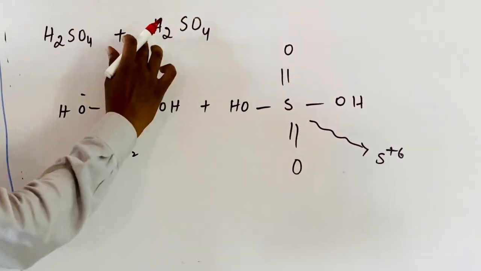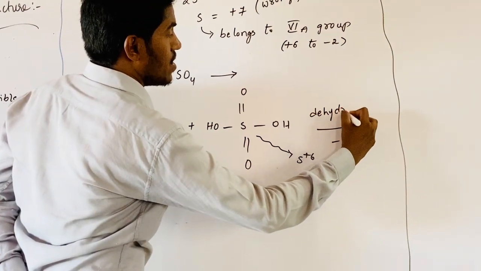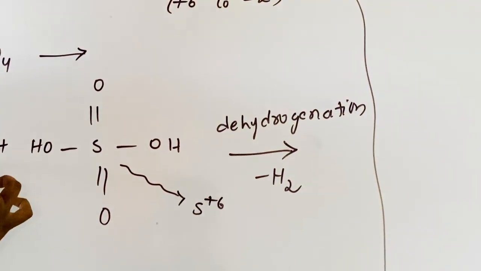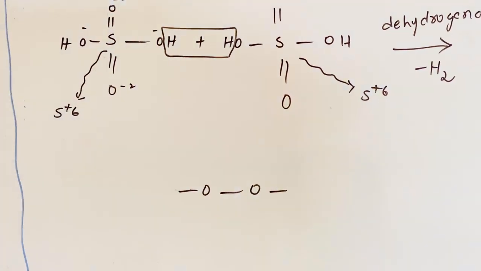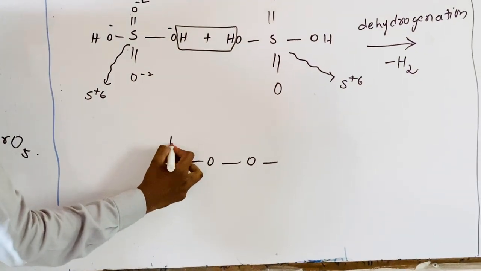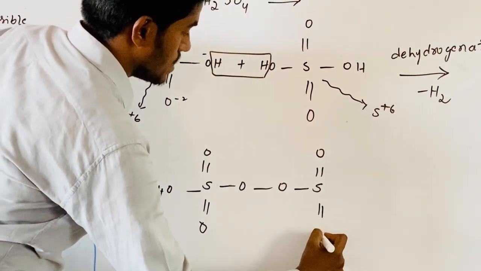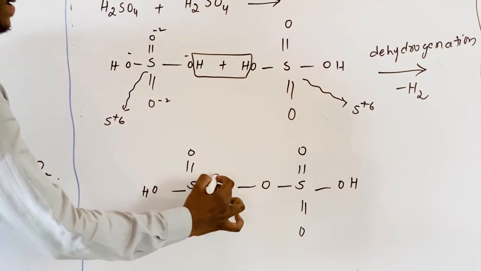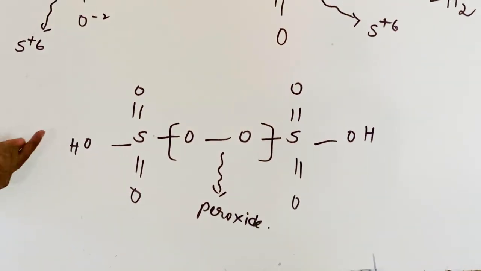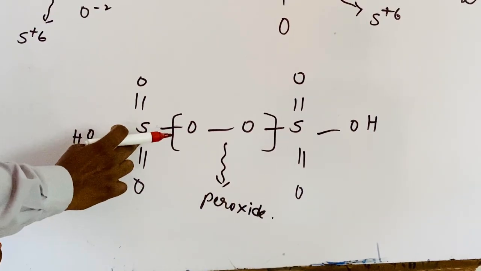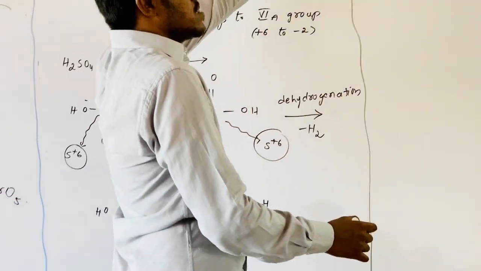Now, while combining the two sulfuric acid molecules by dehydrogenation, which represents removing of a hydrogen molecule, H2 is removed. Then it may form the peroxy bond, O, peroxy bond. And the remaining satisfied with the sulfur, double bond with the 2 oxygens, single bond with OH, double bond with the 2 oxygens, single bond with the OH. Hence that linkage is a peroxide bond, peroxide linkage. Now by this structure we can say that the oxidation number of sulfur in that H2S2O8 is plus 6.